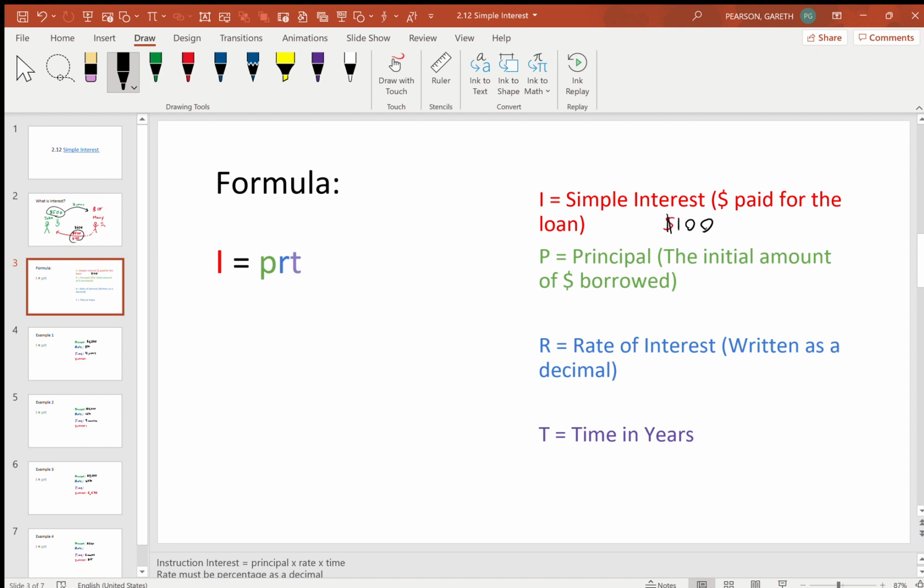The principal is the initial amount borrowed. So in the previous example, the initial amount borrowed was $500. The rate of interest is going to be the percent that one person charges another to use their money, and you're going to write that percent as a decimal. And T is how much time in years it takes to pay the money back. So in the previous example, again, it took 2 years for Mary to pay John back, so that's what the T would be. Let's see how this would look like in a separate situation.